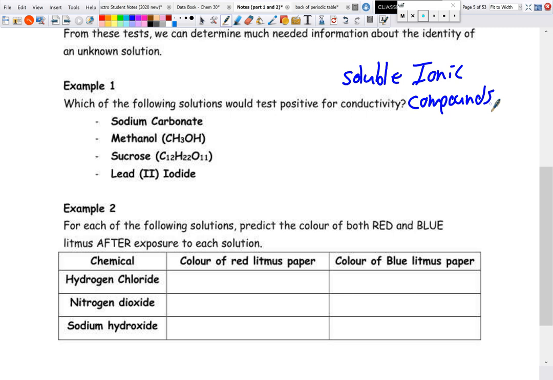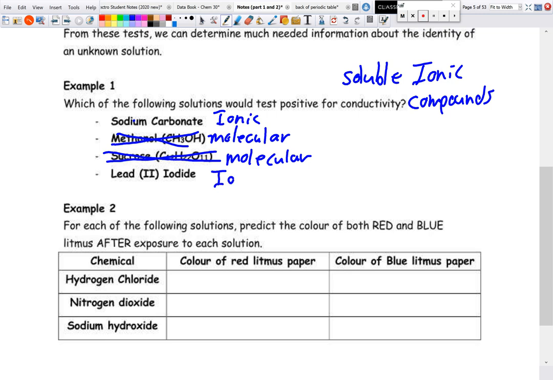So right away, just by looking at some of our examples here, sodium carbonate I know is an ionic compound. I do need to check solubility, so sodium carbonate's a maybe. Methanol won't, because it's molecular, and molecular compounds will never test positive for conductivity. Same thing with sucrose. This won't test positive either because it is molecular. So the only ones I really need to check are sodium carbonate and lead(II) iodide, because these are ionic. But I have to make sure that they're soluble, right?